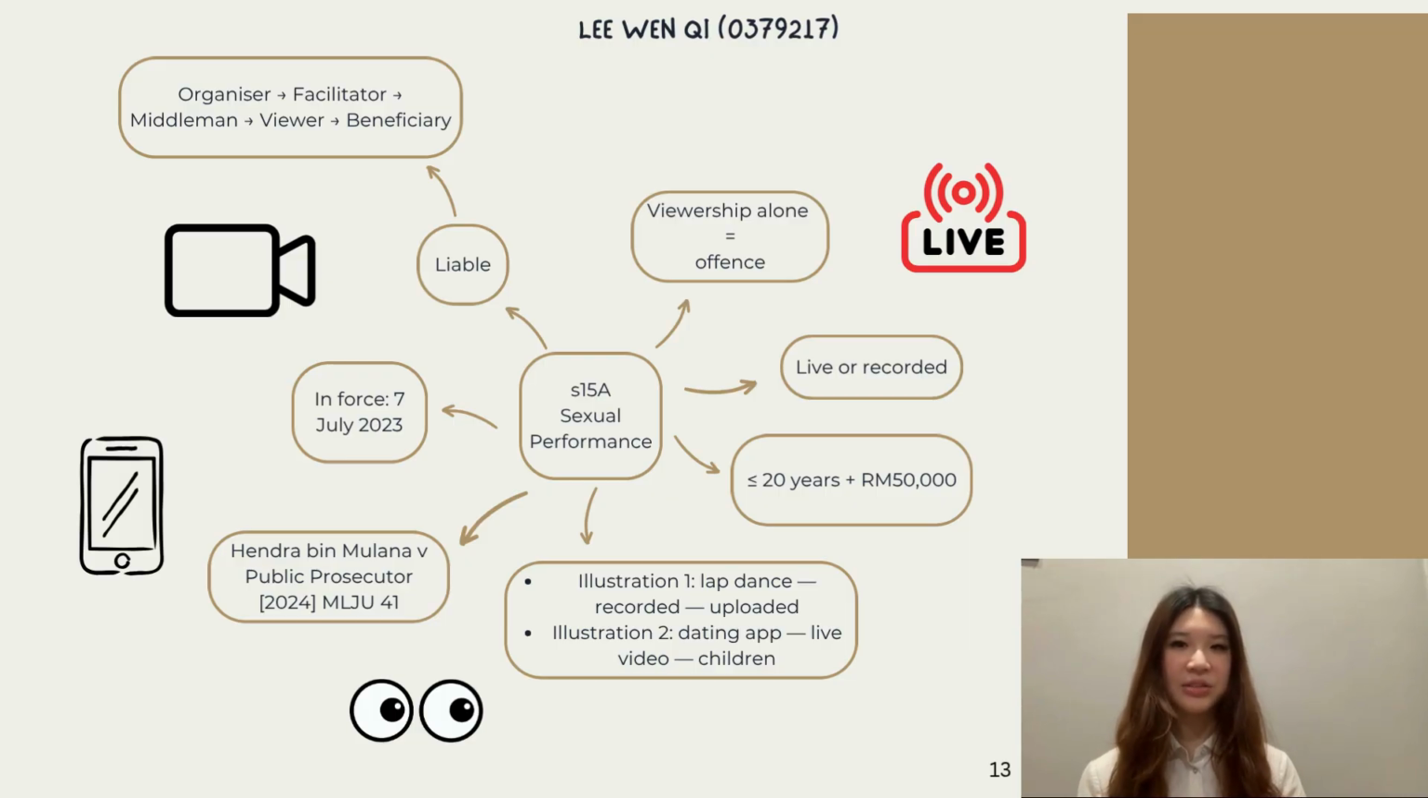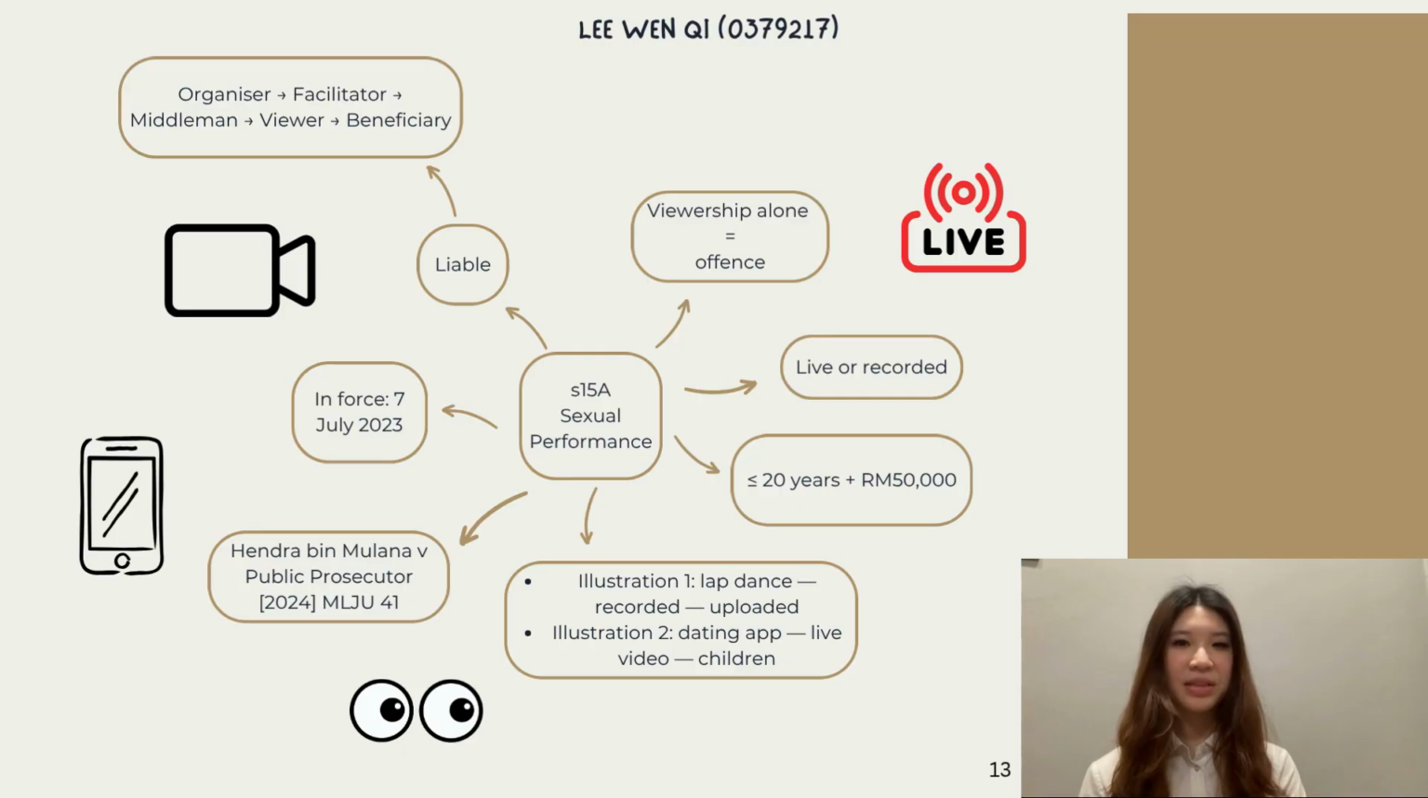Section 15A was introduced by the 2023 Amendment Act to address child sexual performances, including live stream abuse. It criminalizes offering or making a child available for sexual performance, causing participation, facilitating it, benefiting from it, or even participating as a viewer. Three aspects are significant.